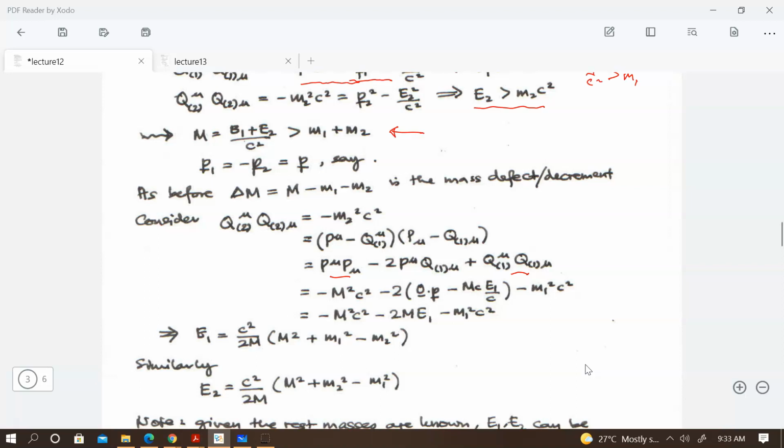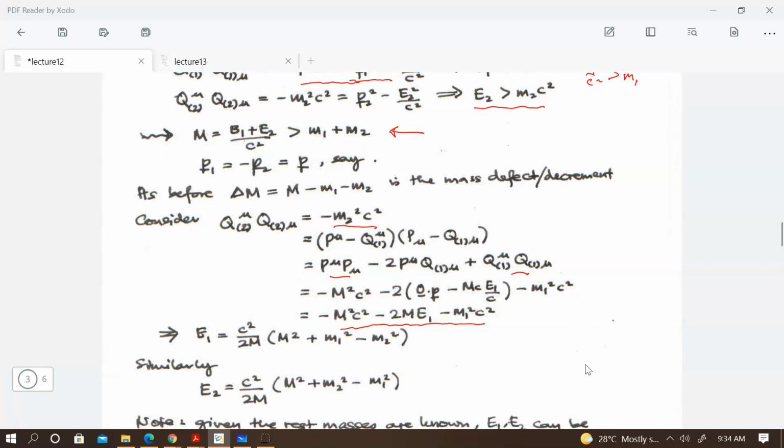It's really MC squared over C, but this is just simplification there. MC, and then the fourth component of Q1 mu is E1C. So your C actually cancels off, and you're left with minus m squared c squared minus 2m E1, minus m1 squared c squared. So now what one can do is to rearrange this equation, because what we have this must be equal to that.